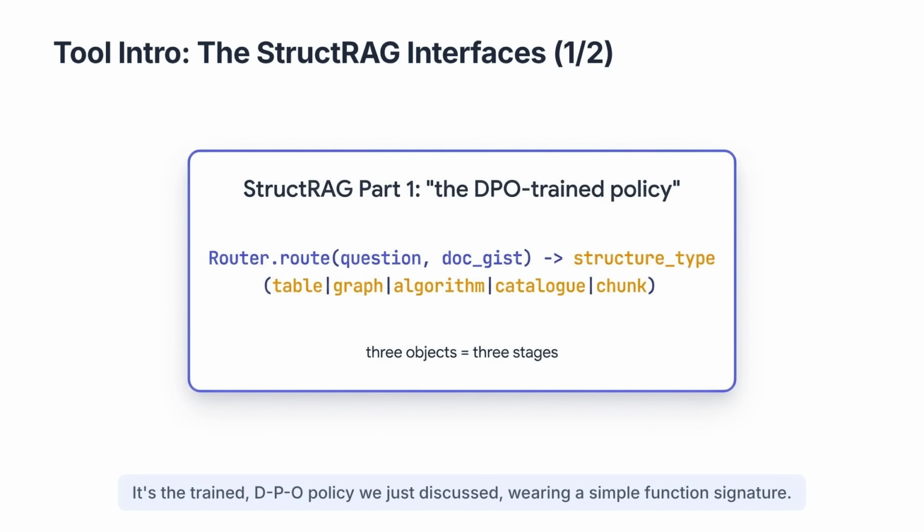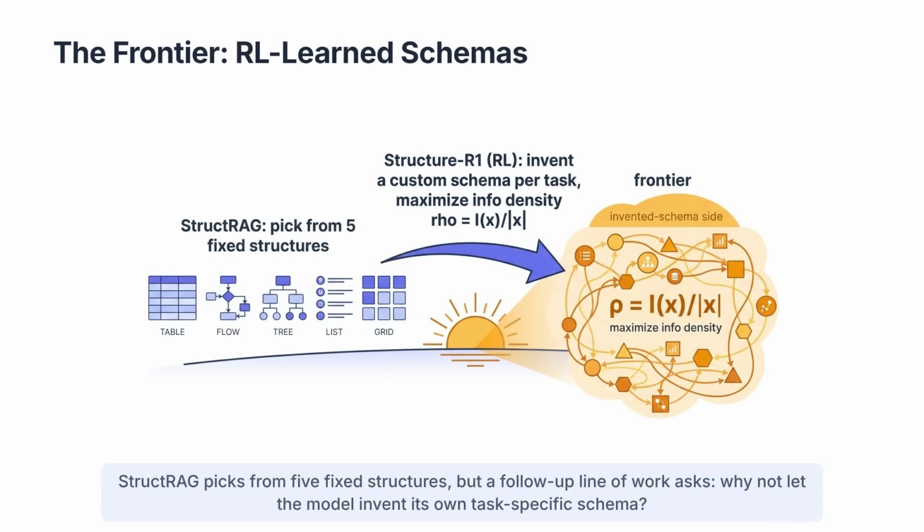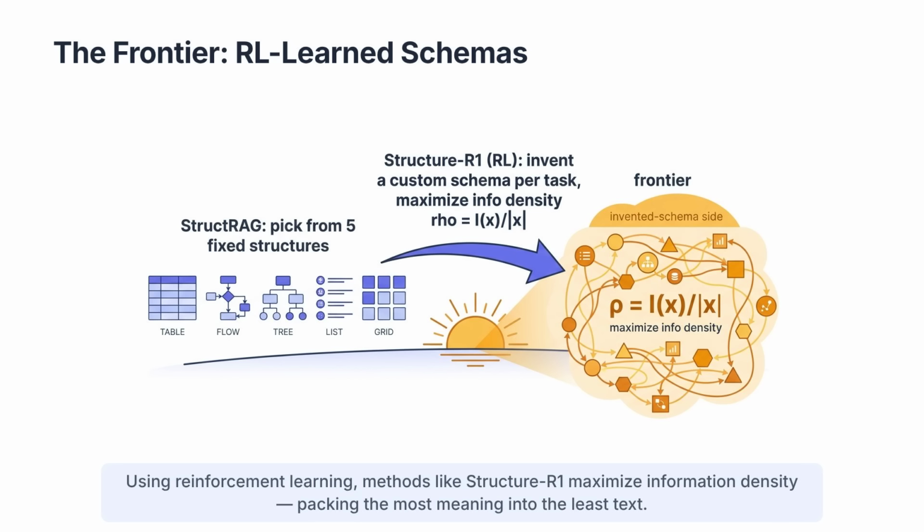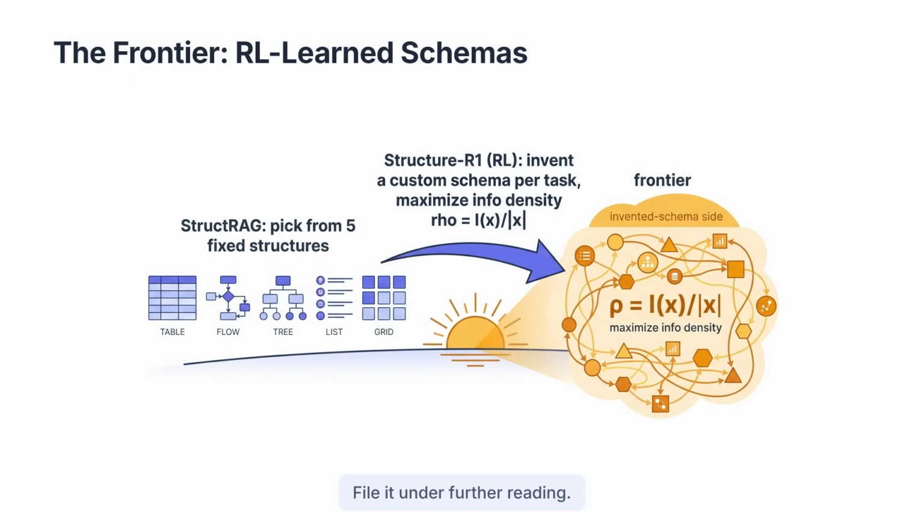One quick glimpse over the horizon. StructRAG picks from five fixed structures, but a follow-up line of work asks, why not let the model invent its own task-specific schema? Using reinforcement learning, methods like StructRAG-R1 maximize information density, packing the most meaning into the least text. We won't go deep here, just know the field is moving from choosing a structure to designing one. File it under further readings.